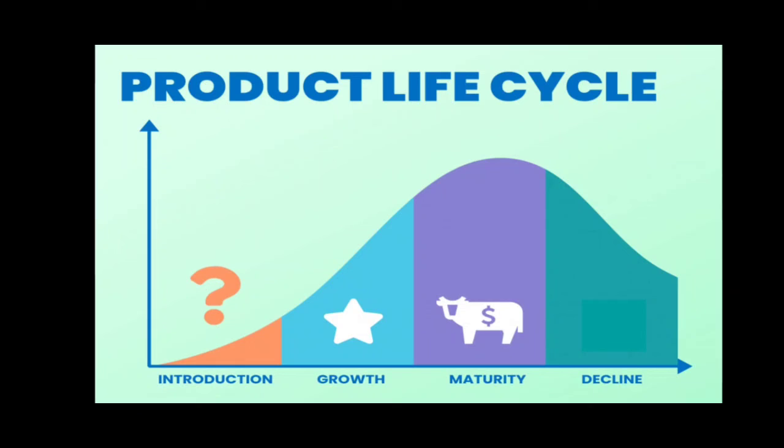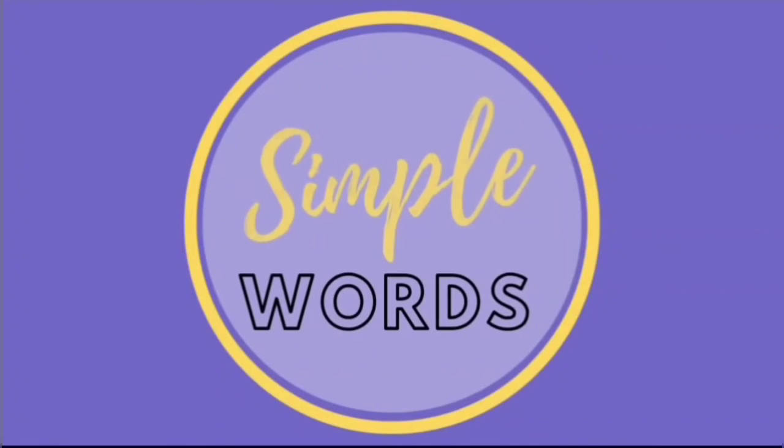Cash cows are in the maturity phase, when sales are near their highest, but the rate of growth is slowing down due to saturation in the market. And dogs are in the decline phase, the final stage of the cycle when sales begin to fall. This was all about BCG matrix in simple words.